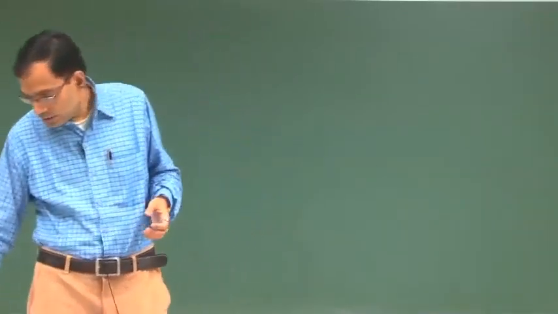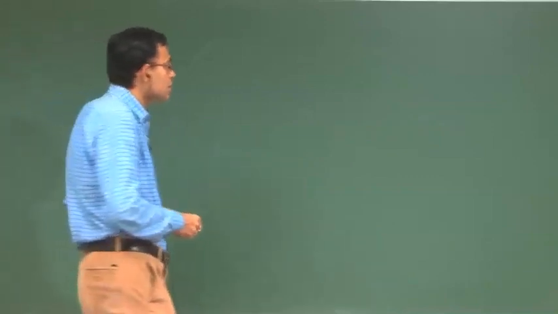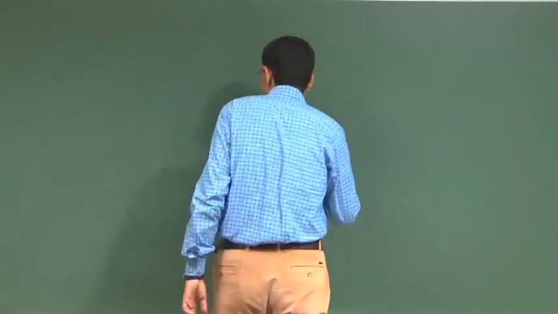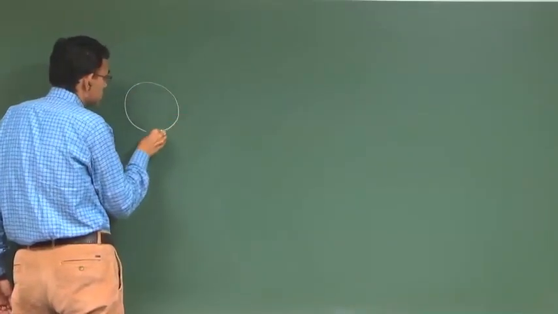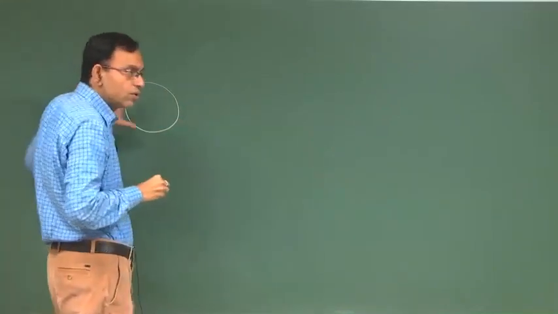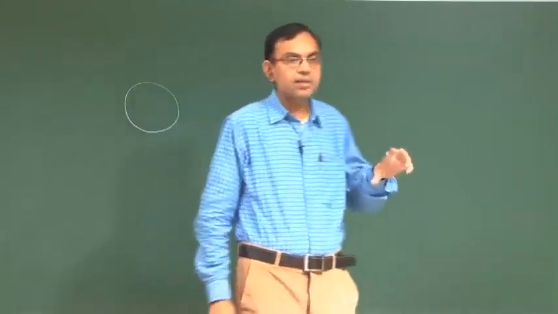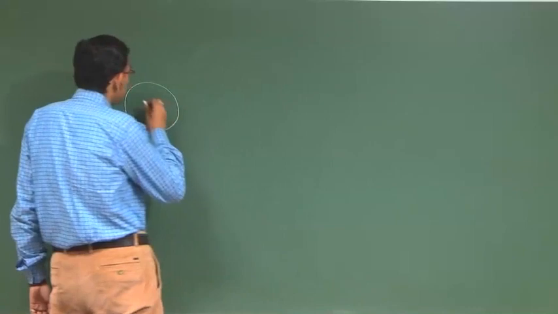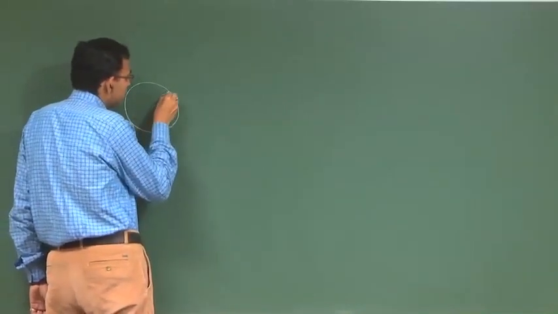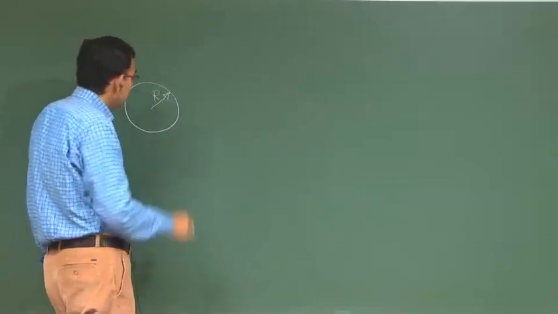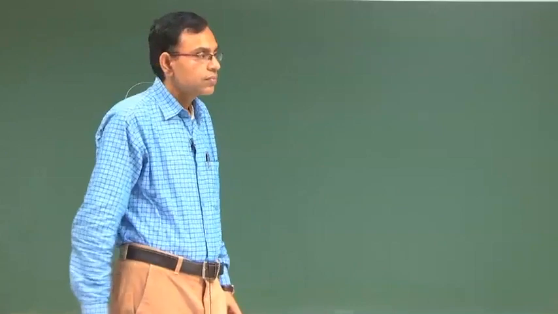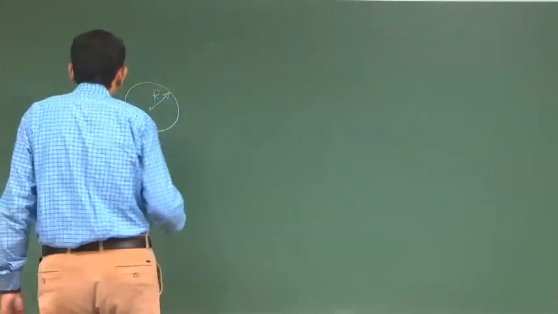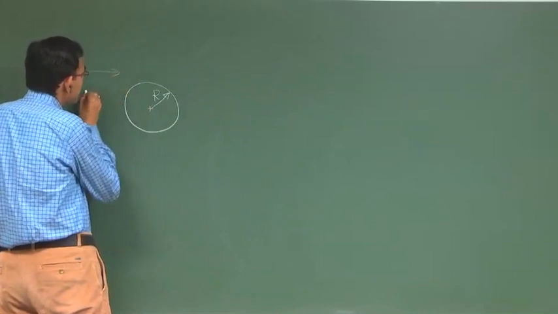So the classical example is that you have a sphere, you have a flow which flows past the sphere. So to make an analysis in this case, we assume that there is a sphere of radius r and fluid is flowing past it.